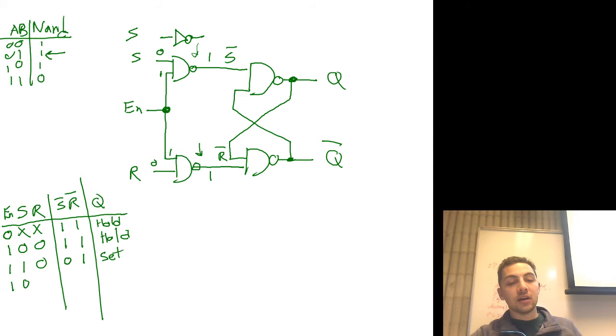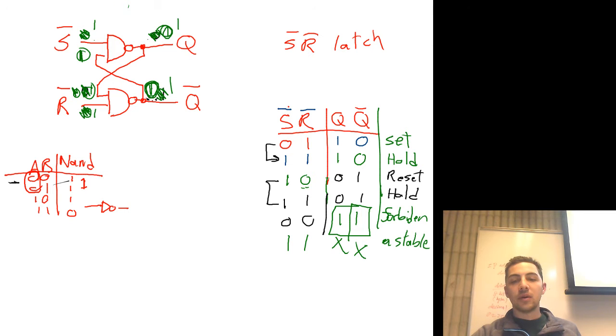So that means Q will be 1, Q bar will be 0. If I put in a 0, 1, I will have a 1, 0 on S bar, R bar. So that's my reset state. What happens if I put in a 1, 1? Well, now things get a little tricky. 1 NAND 1 is a 0 on S bar, R bar. And if we look at that, 0, 0 is a forbidden combination. Not good. We don't want that.